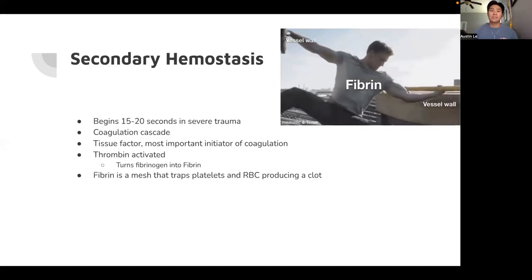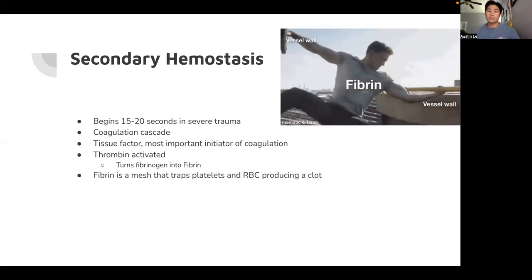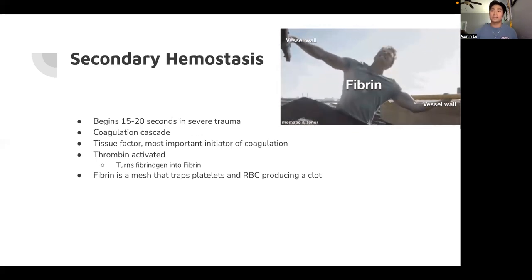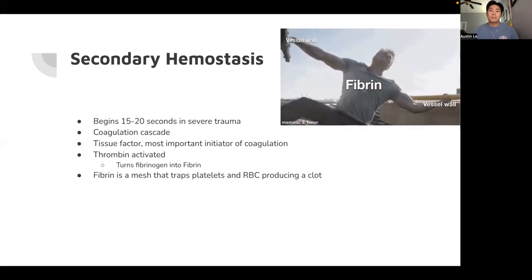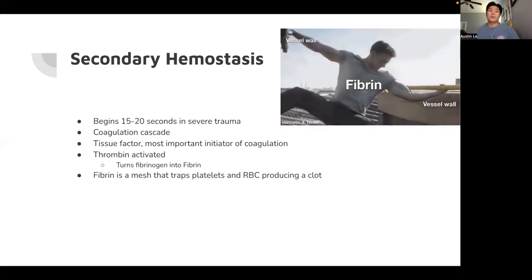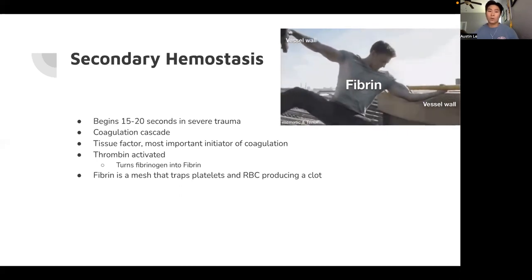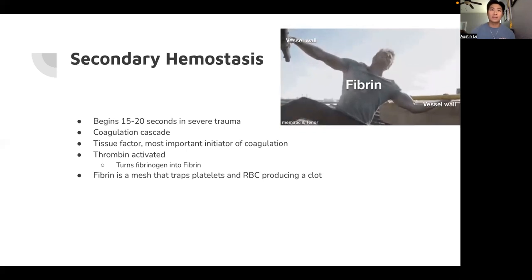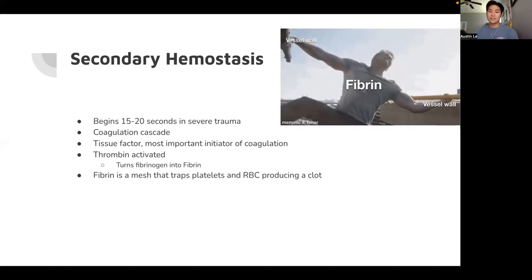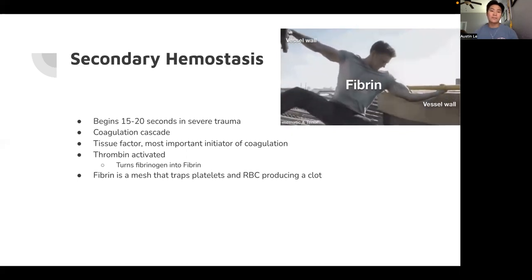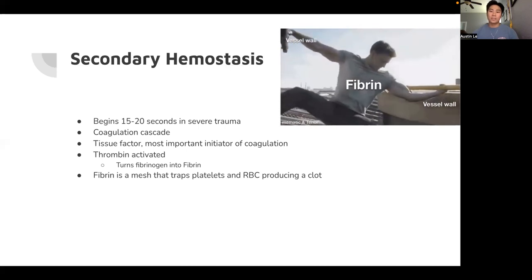Our secondary hemostasis happens faster. There's an extrinsic and intrinsic pathway, which is part of our coagulation cascade. Our coagulation portion happens in 15 to 20 seconds in severe trauma. In the coagulation cascade, the intrinsic pathway takes 1 to 6 minutes, while the extrinsic is less than 15 seconds, coming in fast. Tissue factor is the most important in secondary hemostasis to initiate our coagulation.